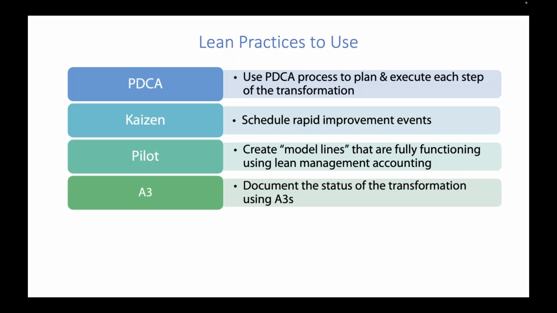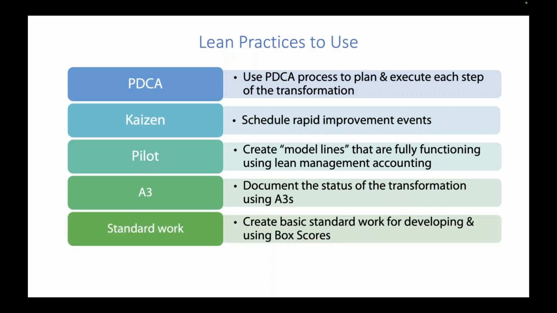The A3 process, which is really just documenting PDCA. Again, document the status of each step, each PDCA cycle. Don't just run it by tribal knowledge. Standard work. As you develop the information and practice using it, create basic standard work for how to gather the information, report the information, and even use it in basic decision making.